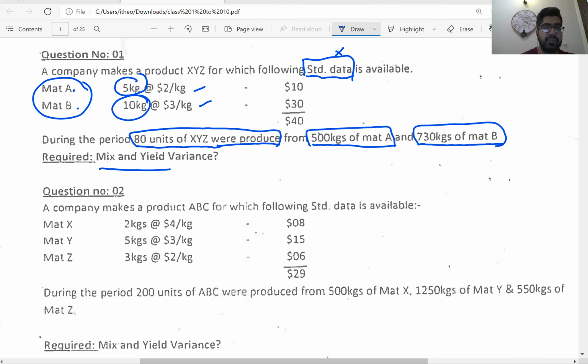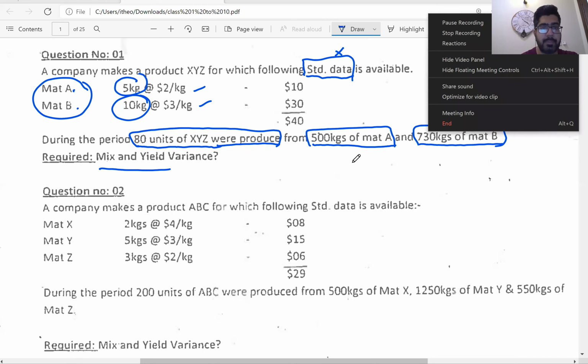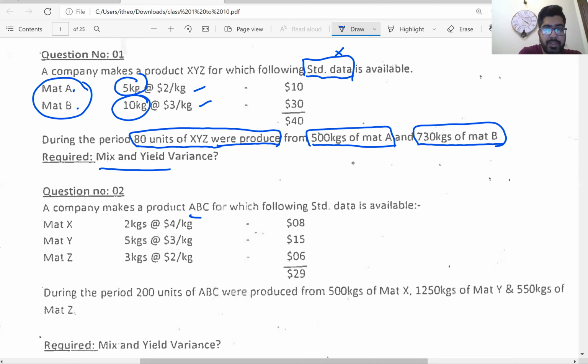Okay, so if you read question number 2, a company makes a product ABC for which the following standard data is available. Again, that's standard data, not the actual data. Material X: 2 kgs at 4 per kg is 8. Material Y: 5 kgs at 3 per kg is 15. Material Z: 3 kgs at 2 per kg is 6. Total 29. This is the standard data.